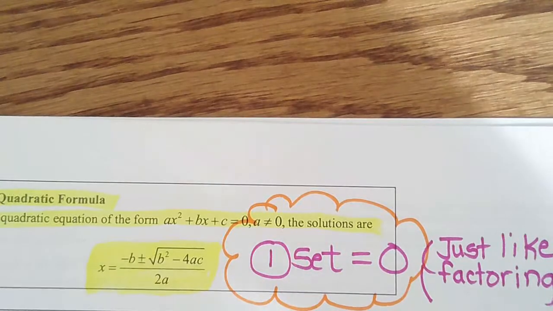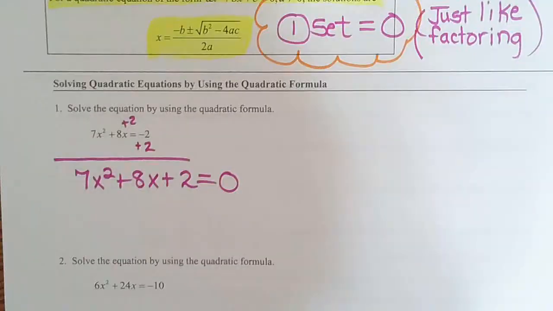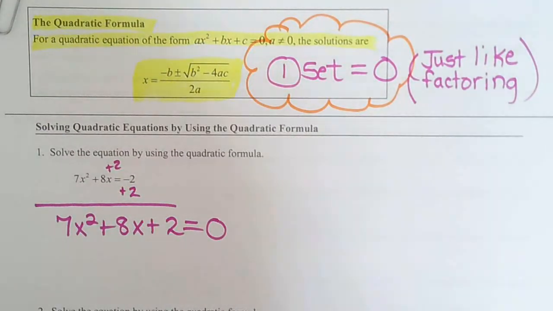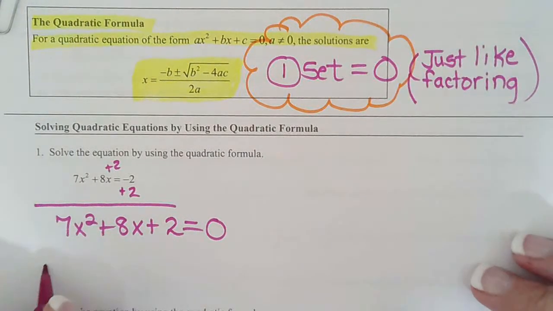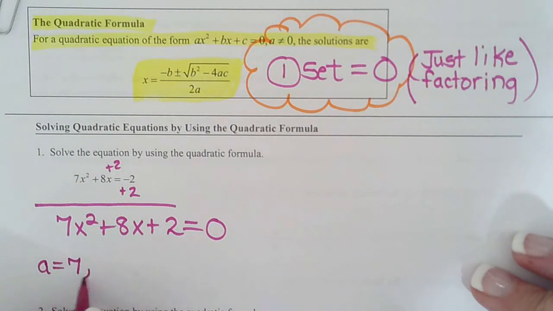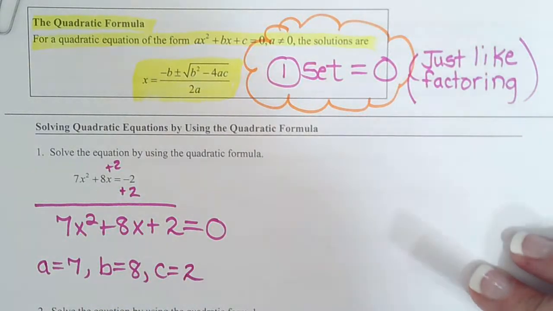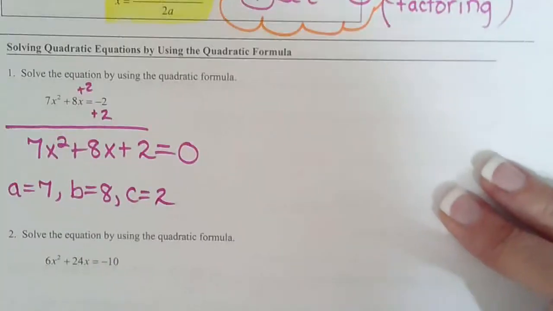Sorry, I just tipped that. A is 7, B is 8, and C is the constant 2. So now we're ready to plug it into the formula.